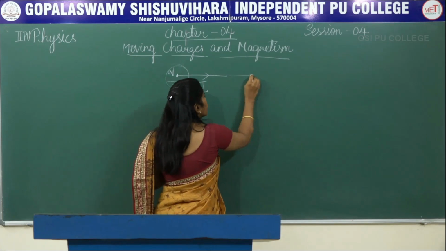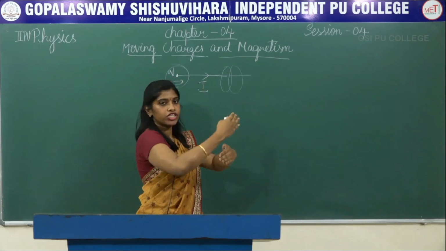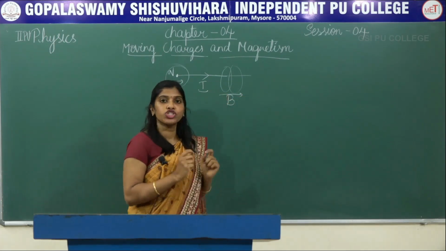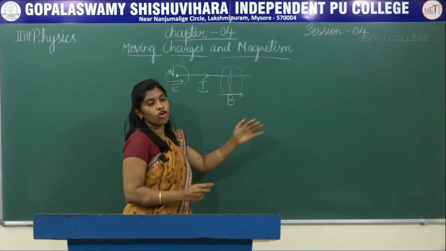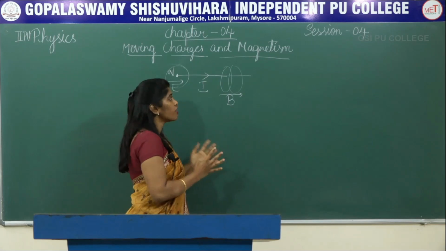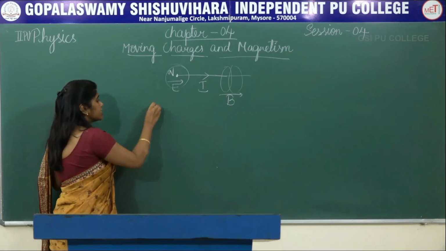And also the moving charge is going to produce a magnetic field in the space around it. This magnetic field is produced due to the motion of the charges, or the current carrying conductor is going to produce a magnetic field, is what we have learned from this chapter. Now Oersted proved this in his experiment.